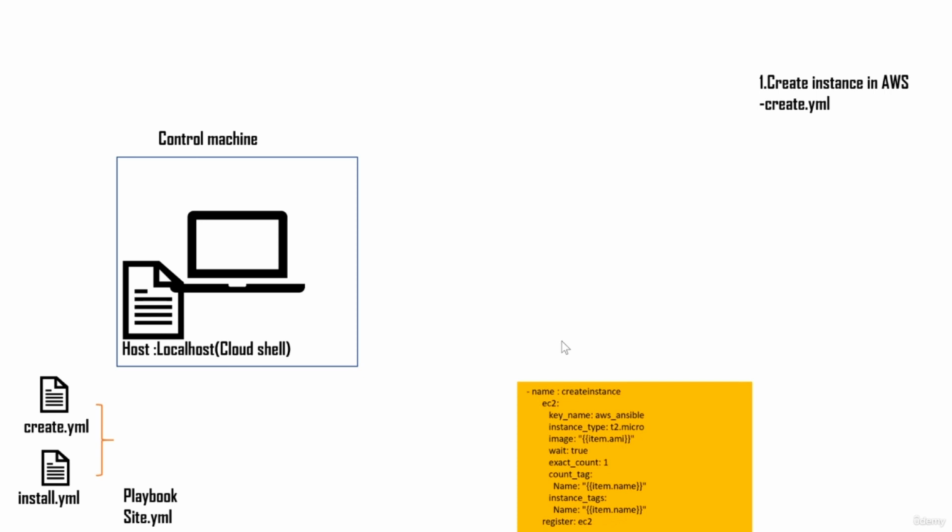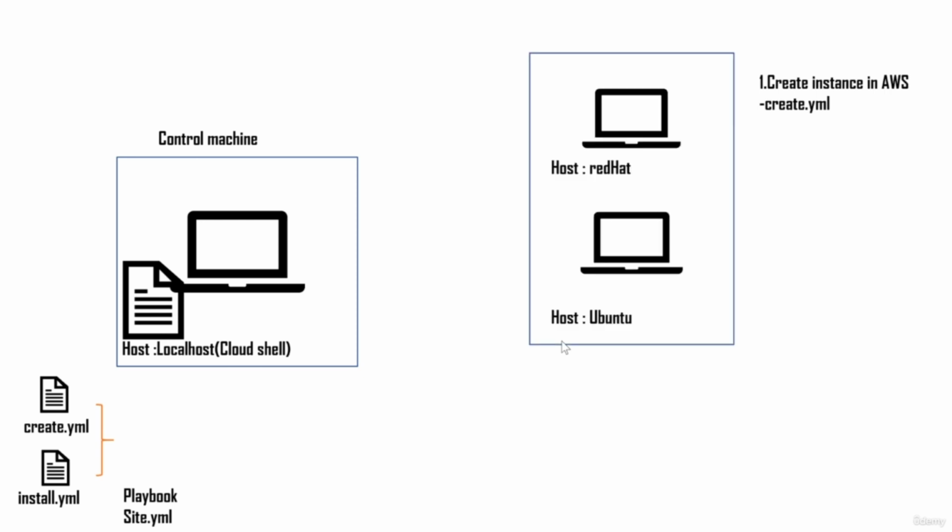So once your create.yaml runs, it will create two instances, and these instances will be named Red Hat and Ubuntu, and they will have two distinct distributions. That is, one will have Red Hat and the other one will have Ubuntu. So once you have created your instances, the next thing that you would want to do is update the inventory file.